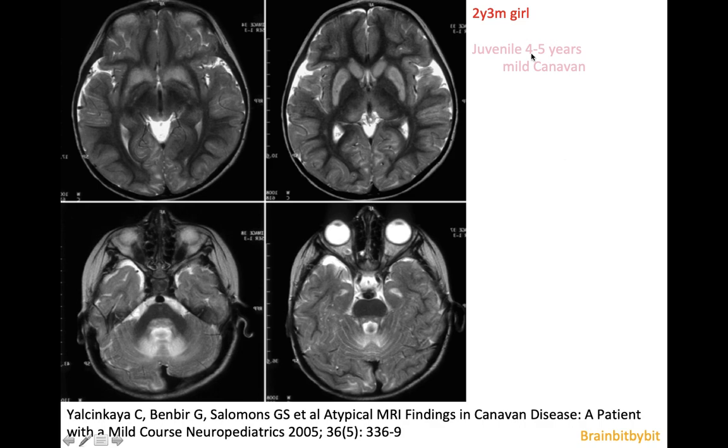The juvenile form presents at the age where the children are in kindergarten and is much milder. And this girl had atypical imaging findings with hyperintensity in the caudate and putamen, thalami and infratentorial, but there was increased NAA on spectroscopy and also abnormal laboratory findings.